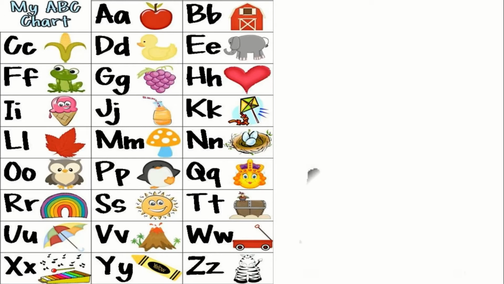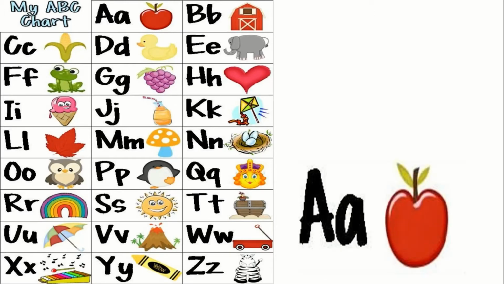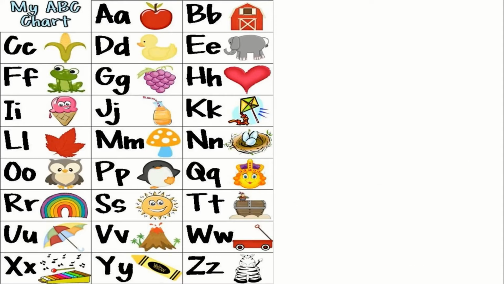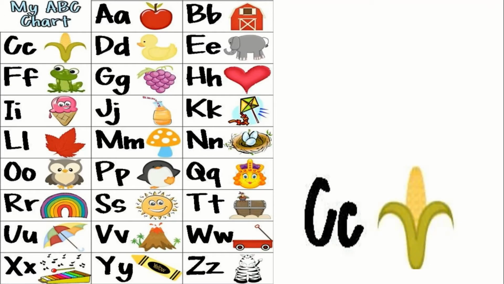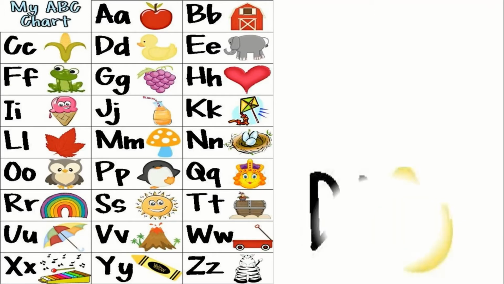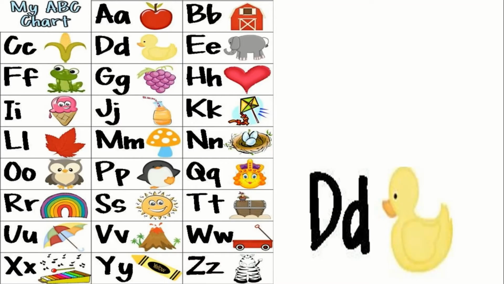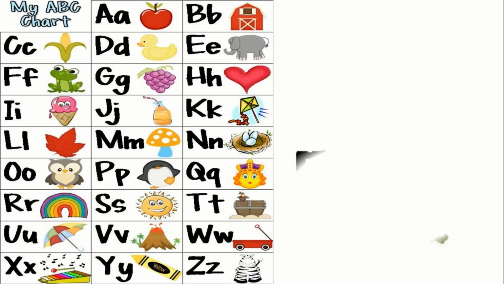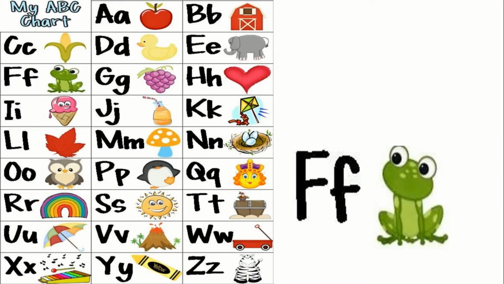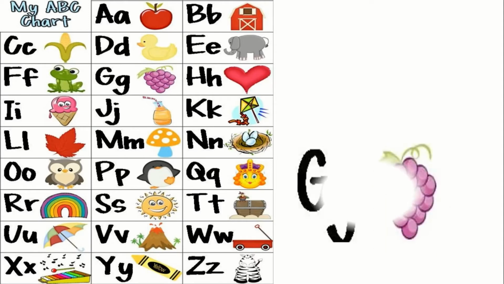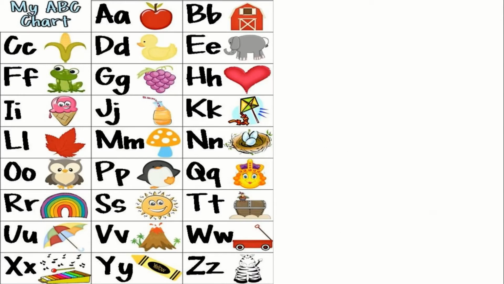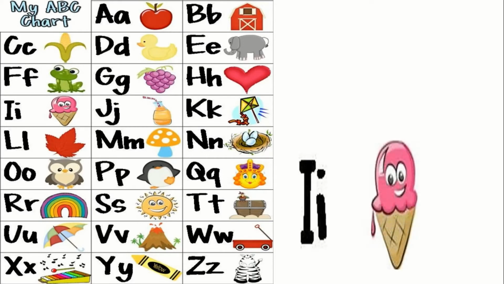This is the letter A, sound A. B, sound B. C, sound K. D, sound D. E, sound A. F, sound F. G, sound G. H, sound H. I, sound I.